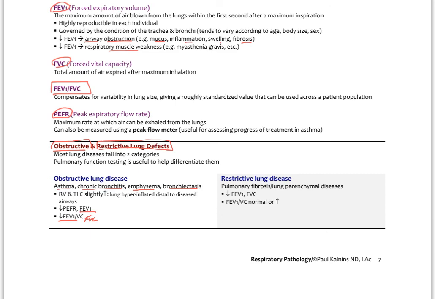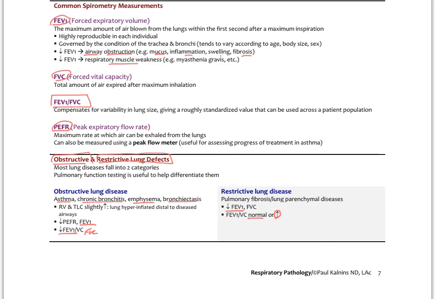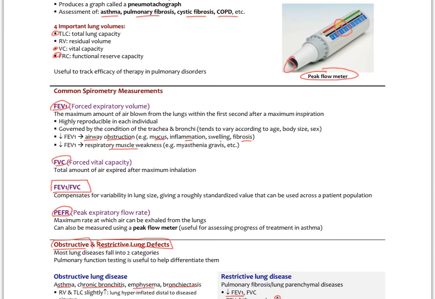In restrictive lung diseases like pulmonary fibrosis, some of the lung parenchymal diseases like the interstitial diseases, we'll talk about like asbestosis and silicosis, they're going to have a decreased FEV1 and FVC, but if you take their ratio, it's actually normal or a little bit increased. So the problem is not so much the air getting in from the airways, it's that the lung compliance is disturbed. So we can use spirometry to differentiate those different patterns. Okay, so that's a summary of the basic biomedical assessment and the different tools we use to evaluate pulmonary disease.